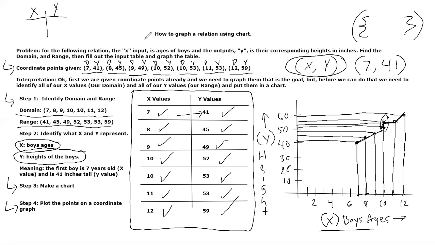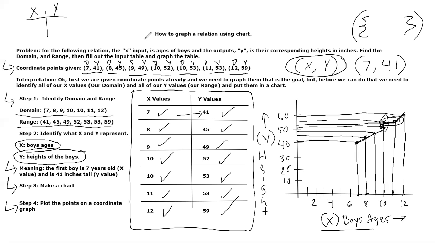Well, the big difference is what they represent. Remember the meaning part right here? The meaning says the first boy is 7 years old and is 41 inches tall, right? What this is saying is that so far the only time that this pattern breaks is in the 10, because there's two boys that are 10 years old and they're not the exact same height. If this is a linear relationship, they should be the exact same height. But if we also look at 53 inches tall, we also have a 10-year-old that's 53 inches tall, and we have an 11-year-old who is 53 inches tall.